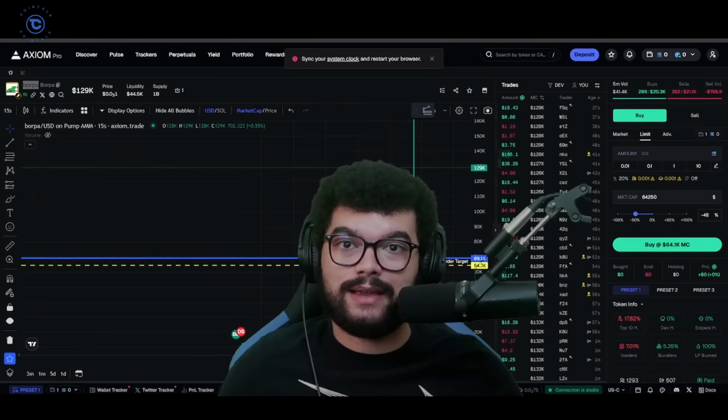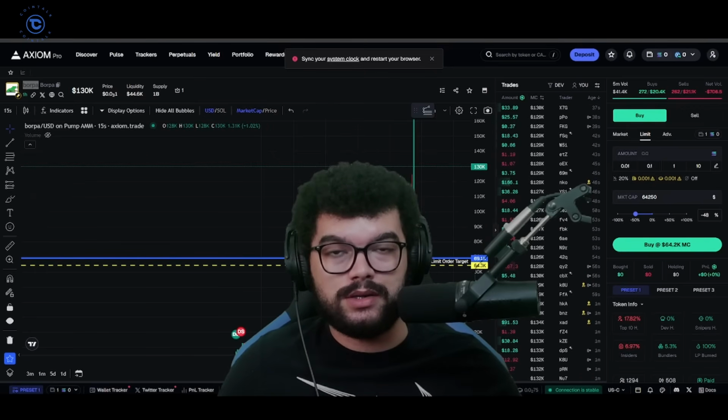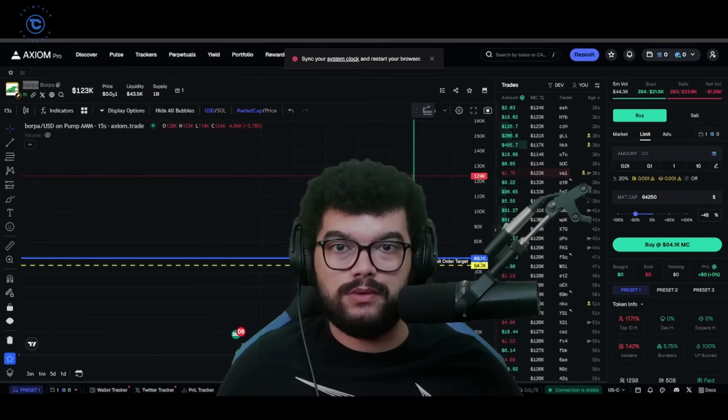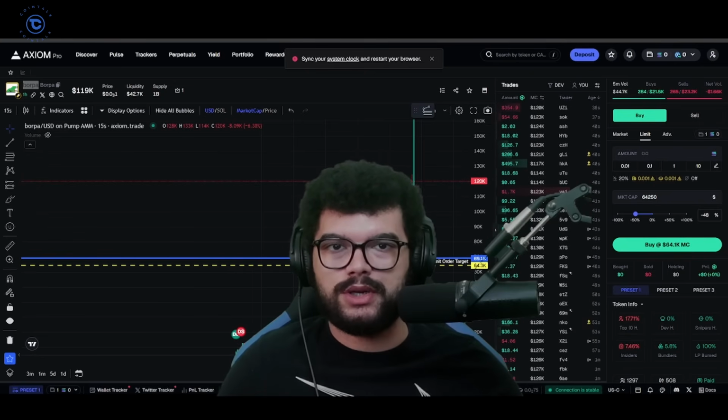You now have the exact scalping filters that separate winners from the wrecked. Most traders are still guessing, still aping into rugs, but you've got a framework built on precision, timing, and edge.